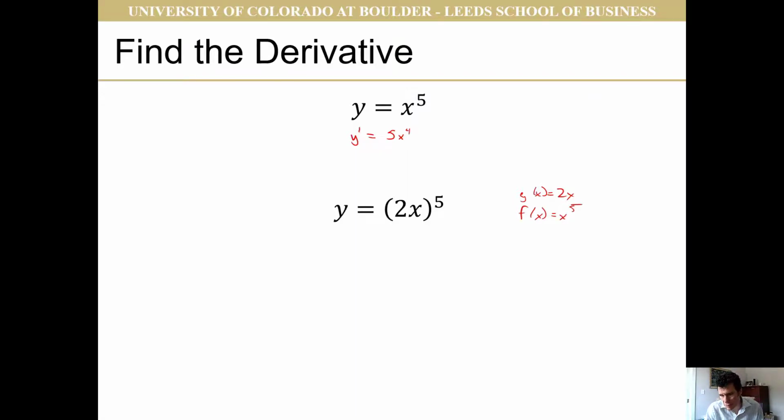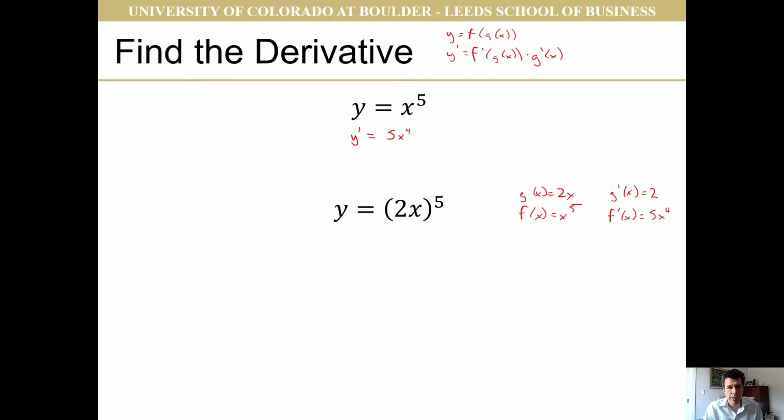Now, I'm just going to be really careful and write everything down. The derivative of the inner function is 2. The derivative of the outer function we've already looked at is 5x to the fourth. I'll write up our chain rule up here. If y equals f of g of x, then y prime equals derivative of the outer function applied to the inner times the derivative of the inner function.